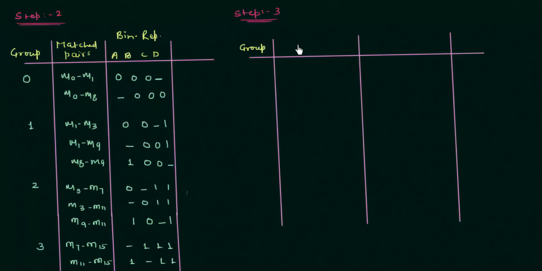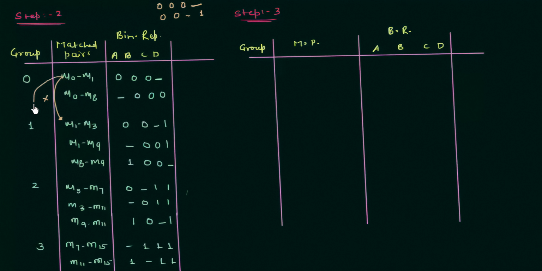Group, matched pairs, binary representation A, B, C, and D. We will compare M0 M1 with M1 M3. M0 M1 is 0, 0, 0, underscore. M1 M3 is 0, 0, underscore 1. So you can see that we have two variables changing, underscore 1, 0, underscore. So M0 M1, M1 M3 is not a matched pair. Now this is not a matched pair.